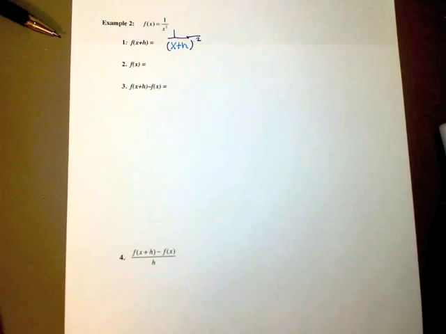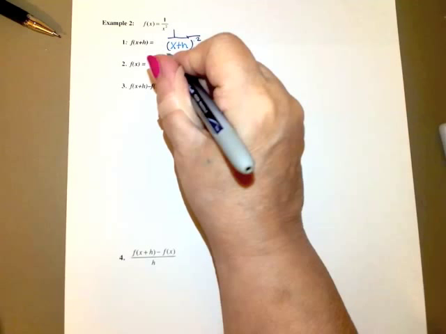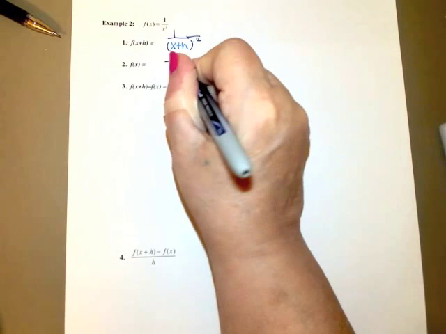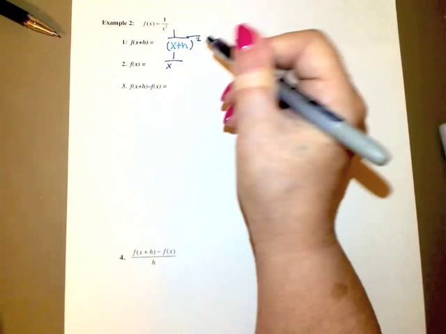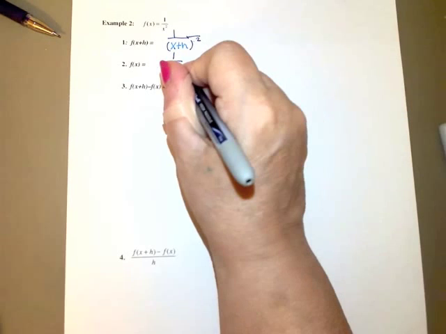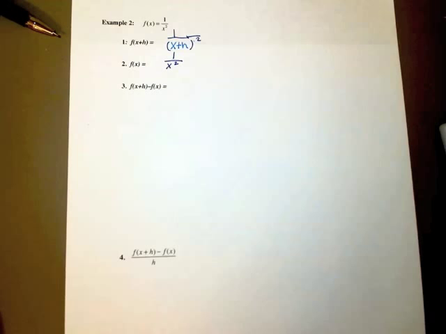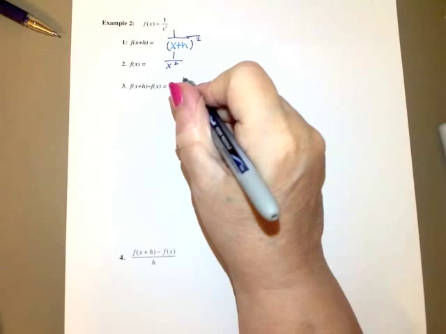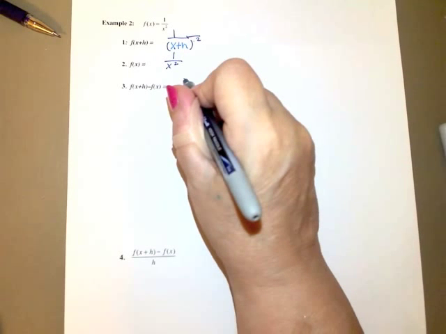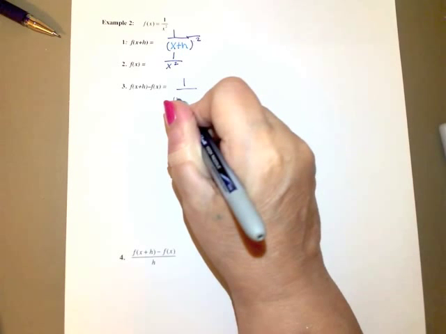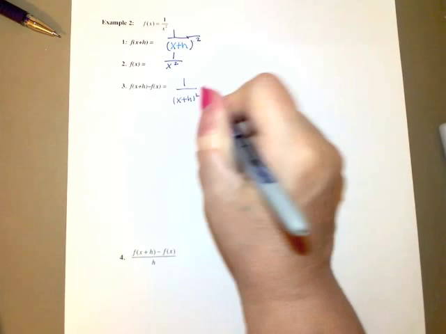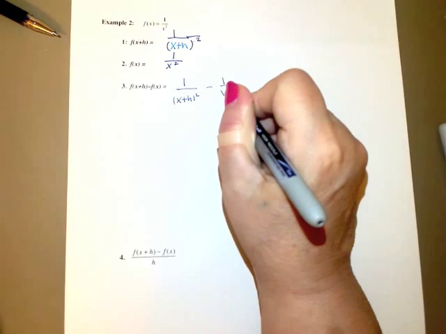Now I'm not going to do anything. I'm just going to leave it alone. This is 1 over x squared, the original function. And then step 3 is step 1 minus step 2. So it's 1 over x plus h squared, subtract 1 over x squared.